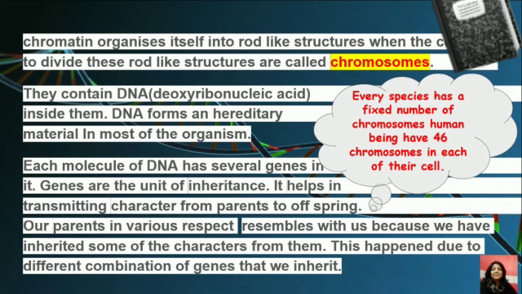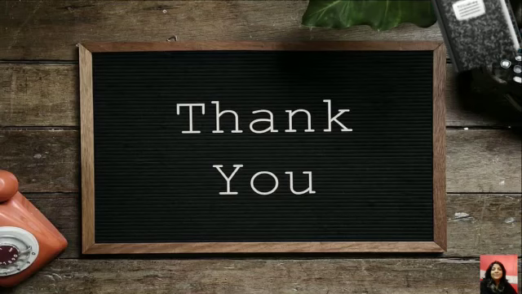Each molecule of the DNA has several genes in it. Genes are the unit of inheritance. It helps in transmitting character from parents to offspring. Our parents in various respects resembles with us because we have inherited some of the special characters from them. This happened due to the different combination of genes that we inherit.